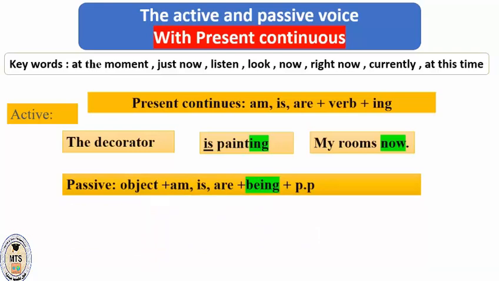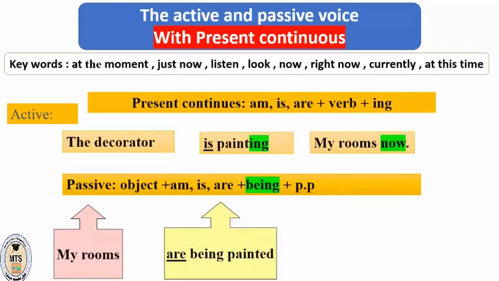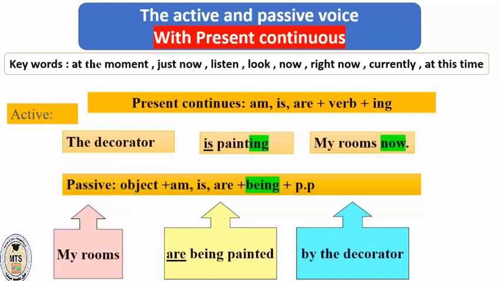So the passive rule for the present continuous is start with the object, after the object am or is or are plus being plus past participle. My rooms, who can tell me? Yes, very good, are, because the new subject here is plural, so I changed is to are, plus being plus painted the past participle and complete the sentence by the decorator.